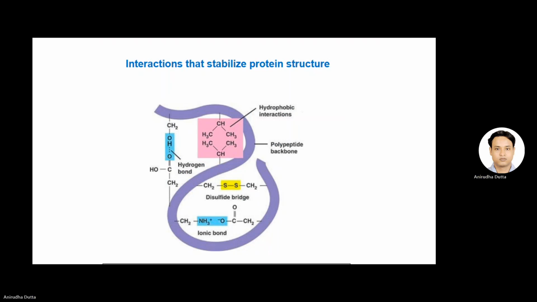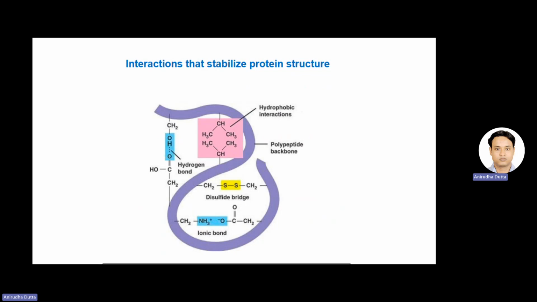So now we want to discuss what are the forces that stabilize these quaternary and tertiary structures. As you can see here in the picture, one of the most useful interactions that stabilizes the three-dimensional structure of protein is hydrophobic interaction. So what is hydrophobic interaction? This is the interaction between two hydrophobic residues.